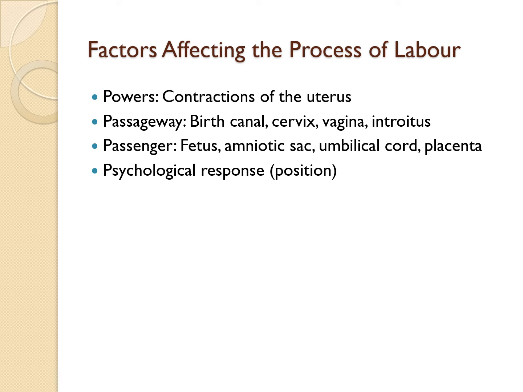Let's look at the factors affecting the process of labor. When it comes to the factors that affect the process of labor, we have the 4 P's. The first P is known as the powers, which are the contractions of the uterus. The second P is the passageway or the birth canal: the bony pelvis, the cervix, the vagina, and the introitus. The third P is the passenger. So the passenger are the fetus, the amniotic sac, the umbilical cord, and the placenta. The last P is the psychological response or the position.